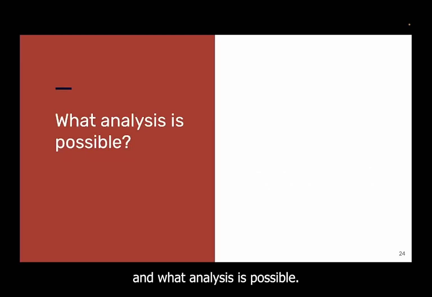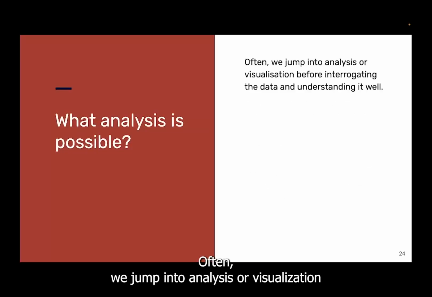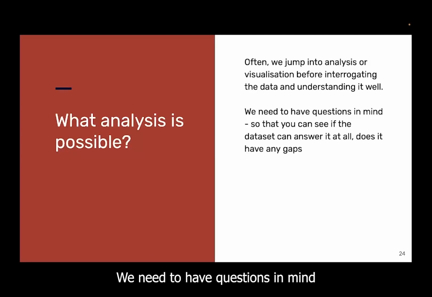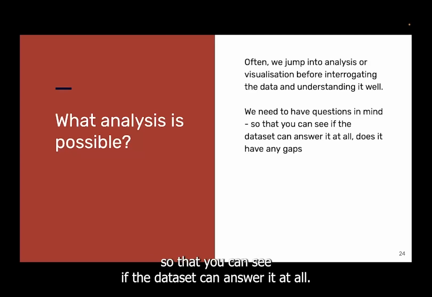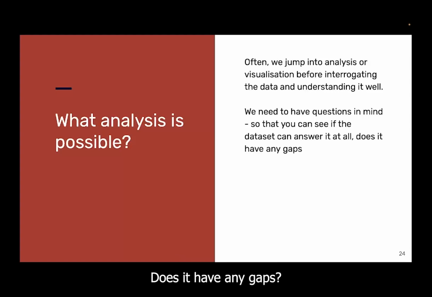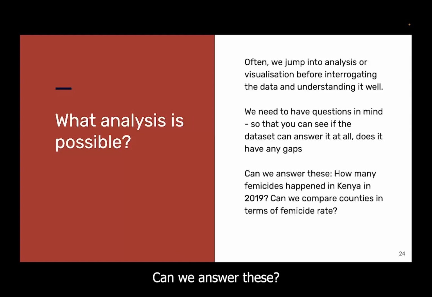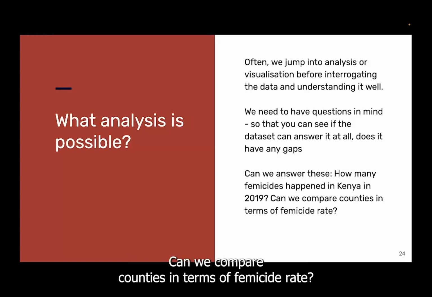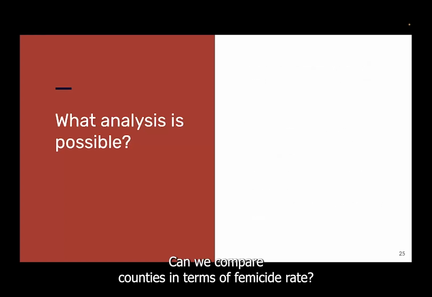And what analysis is possible? Often, we jump into analysis or visualization before interrogating the data and understanding it well. We need to have questions in mind so that we can see if the dataset can answer them at all. Does it have any gaps? Can we answer these? How many femicides happened in Kenya in 2019? Can we compare counties in terms of femicide rate?